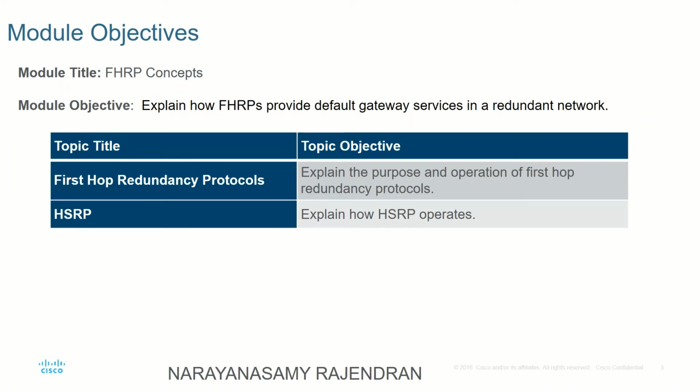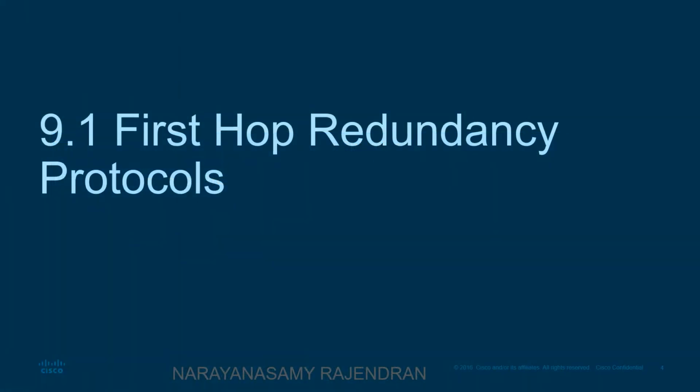The objective of this module is to explain the purpose and operation of FHRP and HSRP protocols. Also, this module explains how the FHRP protocol provides default gateway services in a redundant network. Let us discuss FHRP, first hop redundancy protocols. This protocol provides default gateway services in a redundant network.